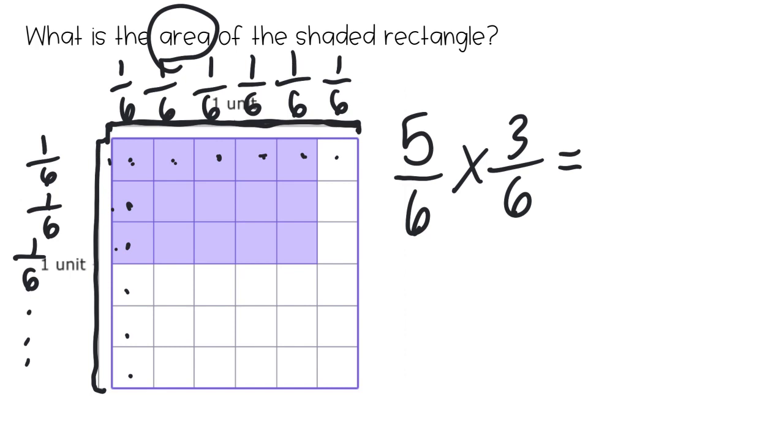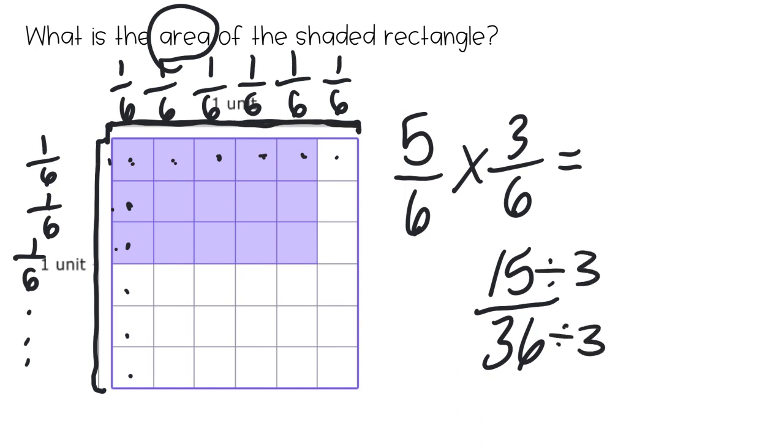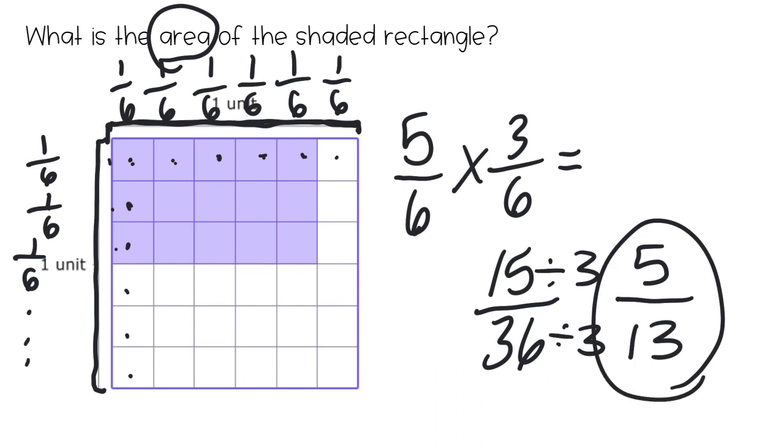Now let's multiply. 6 times 6 is 36. 5 times 3 is 15. Let's think. What are the factors of 15? We have 1 and 15, and 3 and 5. Ooh, I can simplify this. 15 divided by 3 is 5. 36 divided by 3 is 12. So I was able to simplify this one.